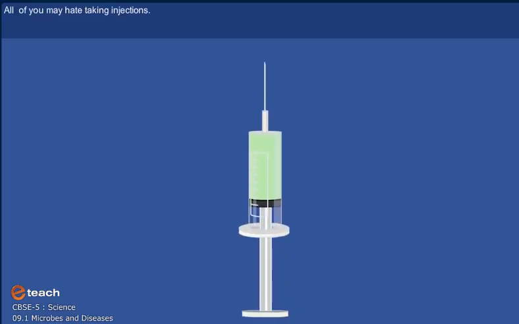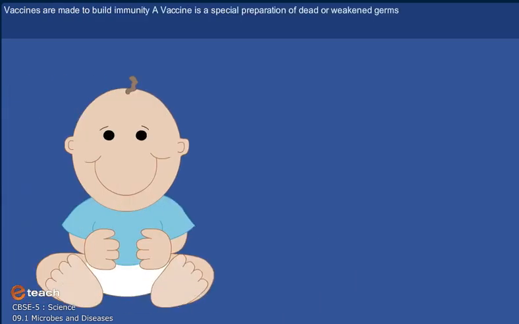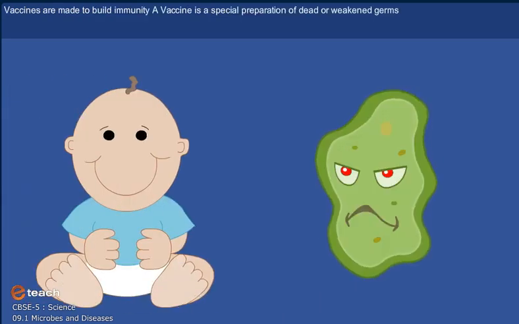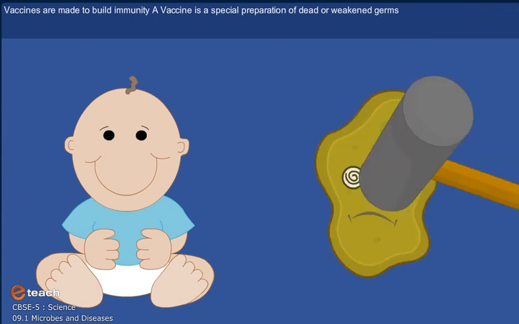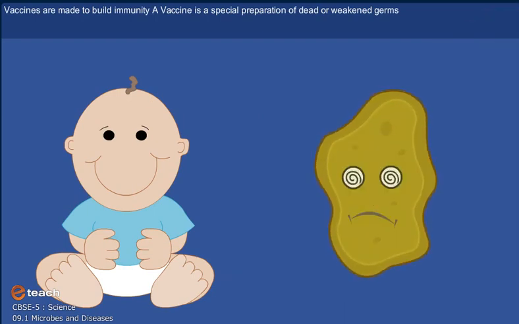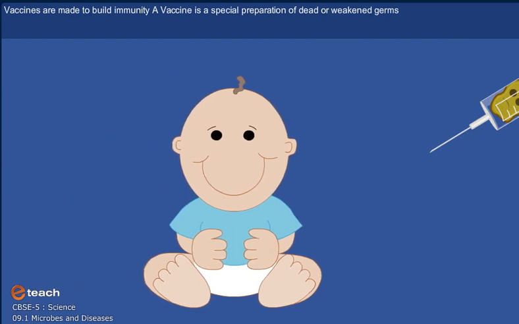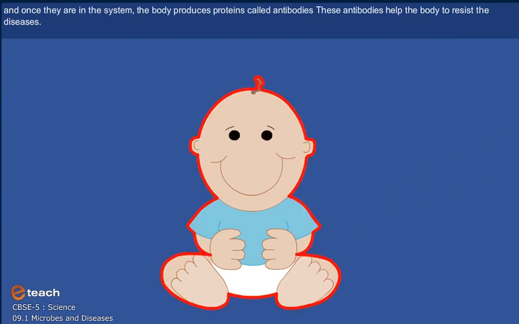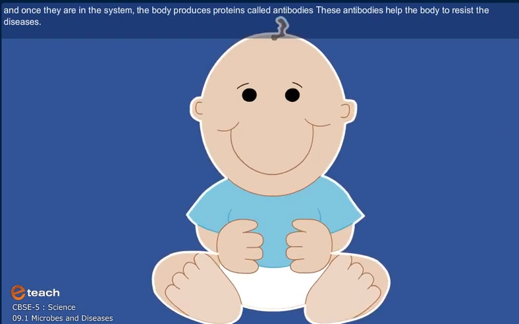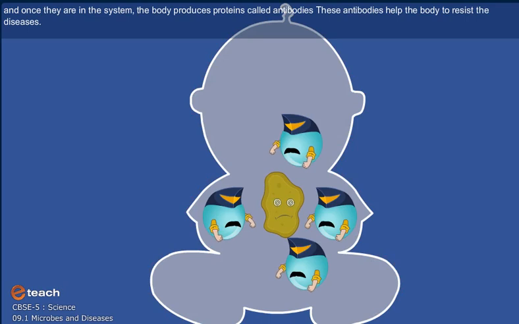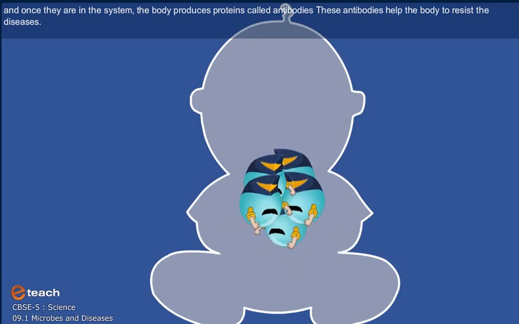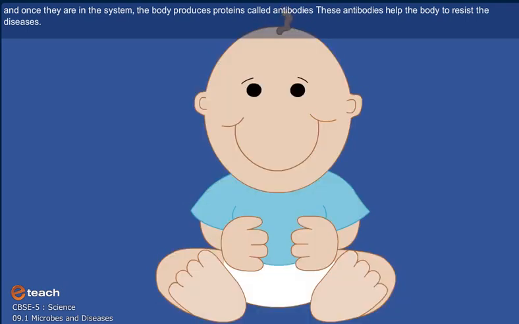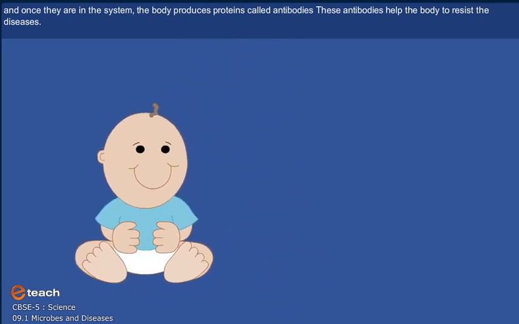All of you may hate taking injections. Vaccines are made to build immunity. A vaccine is a special preparation of dead or weakened germs. These germs are injected into the body. And once they are in the system, the body produces proteins called antibodies. These antibodies help the body to resist the diseases.